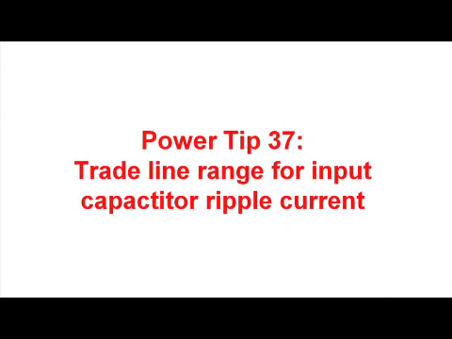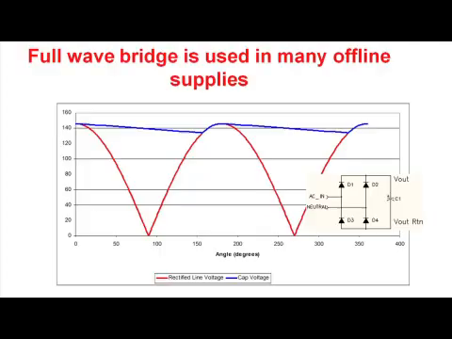Welcome to Power Tip 37. In this Power Tip, we're going to take a look at the rectifiers in an offline power supply and the impact of the selection of the capacitor on the power supply requirements. In offline power supplies, there's typically two types of rectifiers that are used.